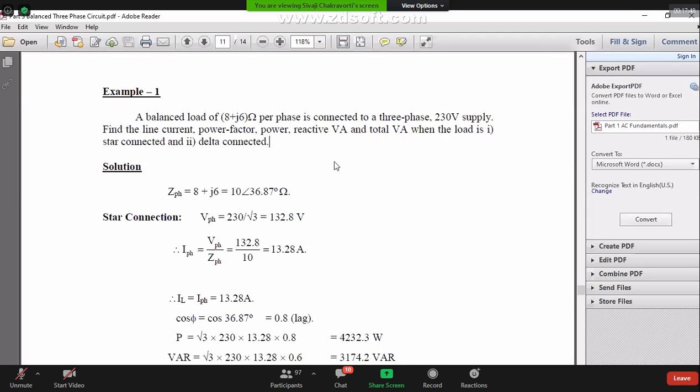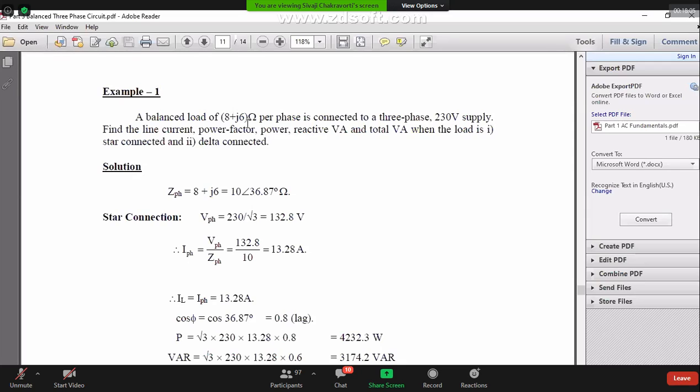So once again, my dear students, please remember that these sort of questions are asked in final year interviews or even competitive exams, where you are given three 10 ohm impedances. Is it an impedance balanced three phase?